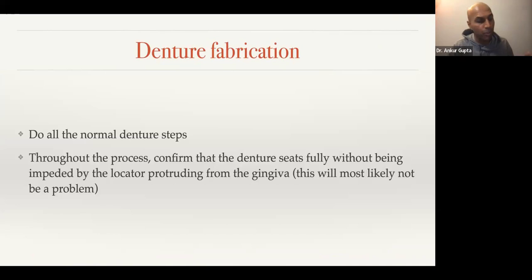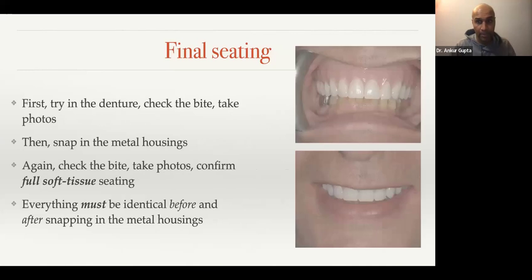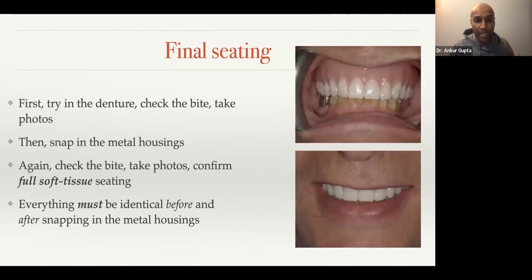Make sure every time you try in your wax try-in or your bite blocks that the record base is seating fully and it's not being impeded by any of your locators. And then when you finally get your permanent denture, first, try in the denture, take photos of the bite, take photos of the person smiling, then snap in the metal housings, and then do the exact same thing. Make sure that the bite is identical before you snap in your metal housings and after you snap in the metal housings.